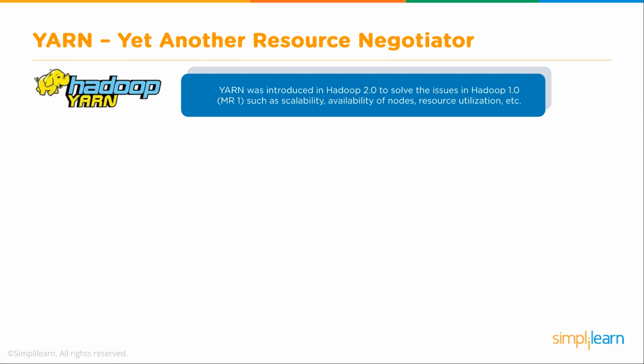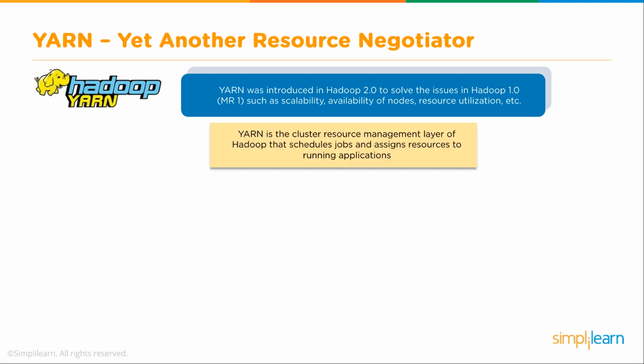And I always love the title of Yarn. Yet another resource negotiator. Yarn was introduced in Hadoop 2.0 to solve the issues in Hadoop 1.0, MapReduce 1, such as scalability, availability of nodes, resource utilization, and etc. So it used to just be MapReduce, the backend MapReduce, and you'd write your code, but there's issues that would come up.